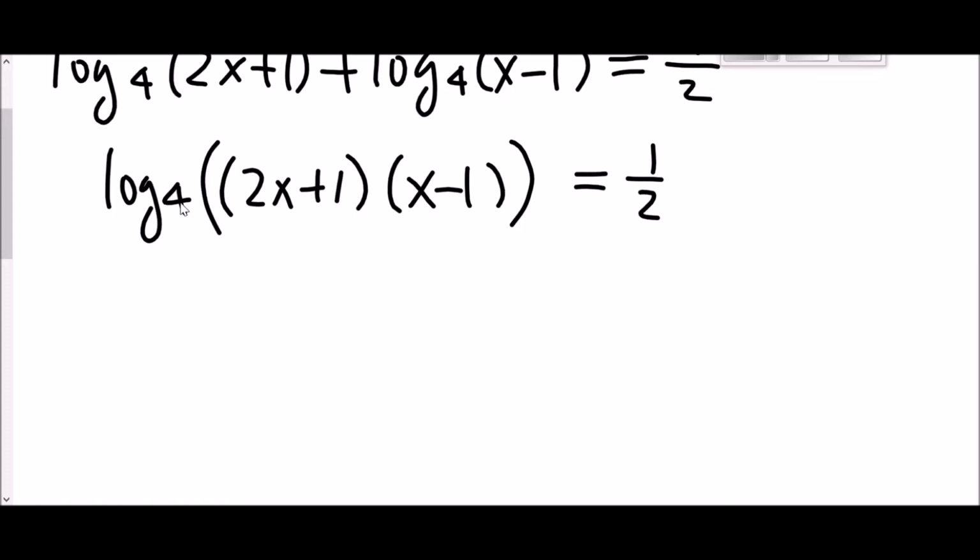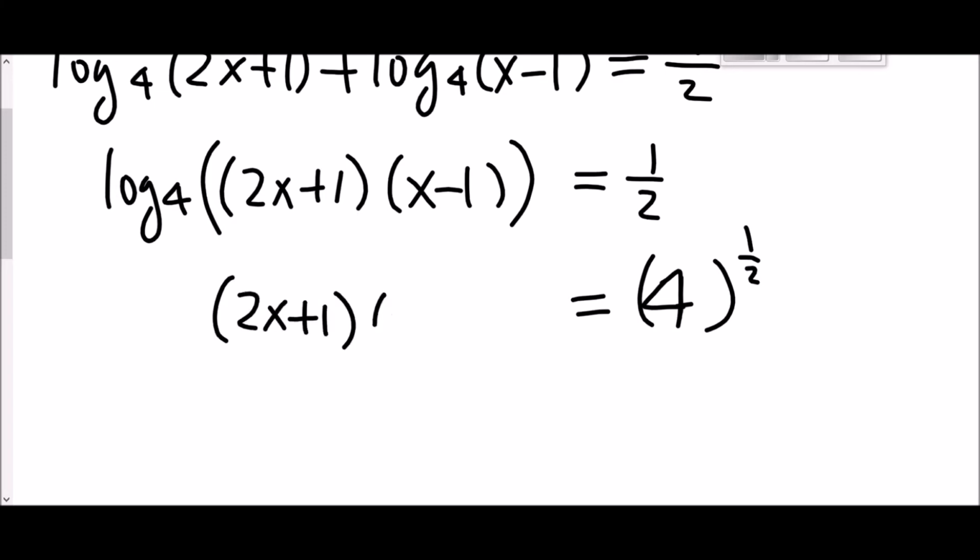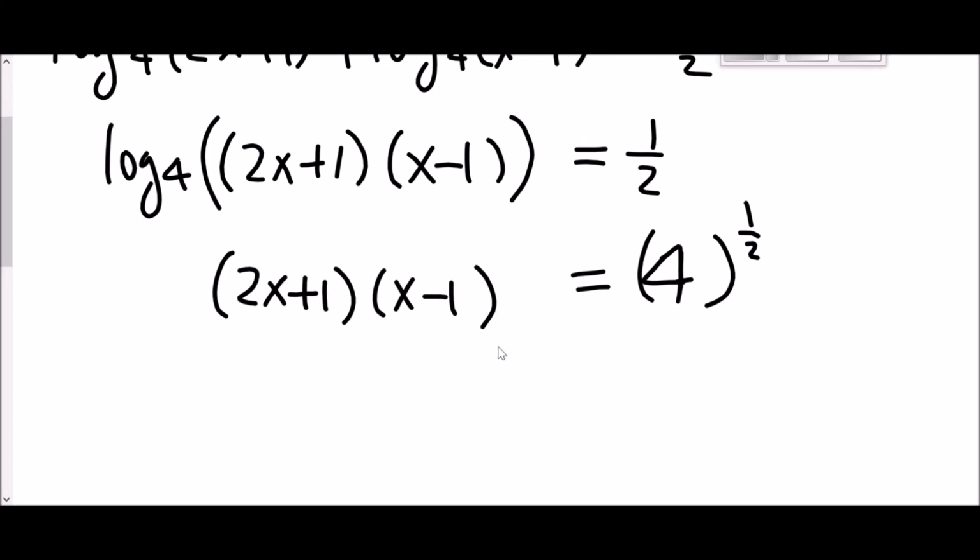Okay, so take this, the base of 4, move it to the other side and turn it into the base of the exponent. So right hand side you have 4 raised to the power of 1/2, and then after doing that the log is gone, so that means I only end up with this 2x plus 1 and then x minus 1.